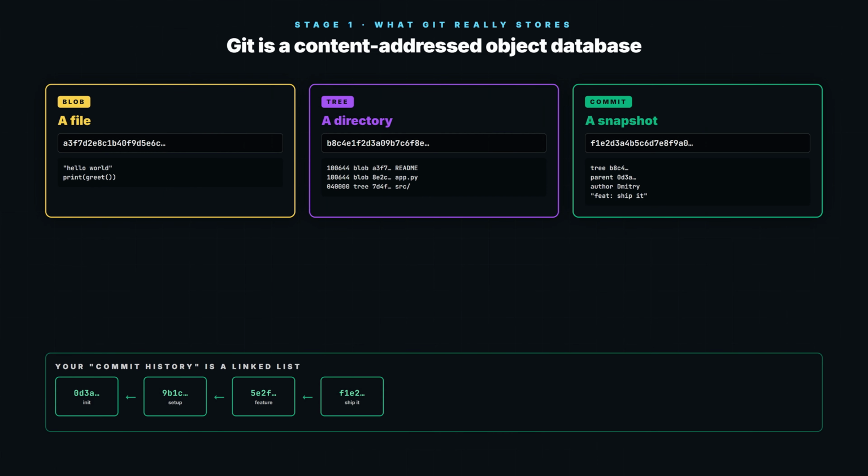Three types of objects: blobs for files, trees for directories, commits for snapshots, and they are all referenced by hashes. When you make a commit, Git creates these objects in a folder called .git/objects. Your commit history is just a linked list of commit objects, each pointing to its parent. Now we have the foundation.